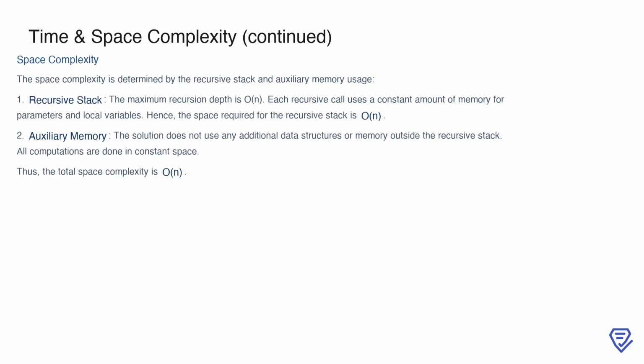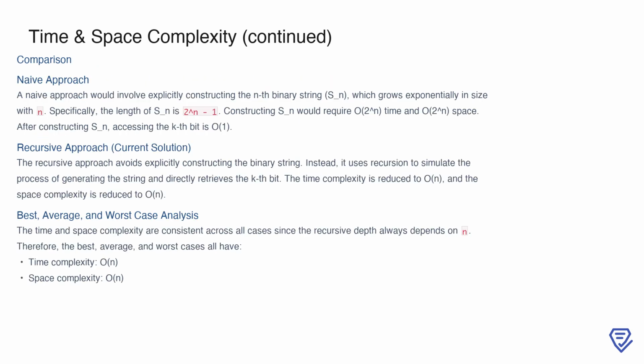Additionally, the solution does not utilize any extra data structures or auxiliary memory outside of the recursive stack. All computations are done in constant space within each call. Therefore, the total space complexity of the solution is O(n). Let's compare this optimized recursive approach to a naive solution.